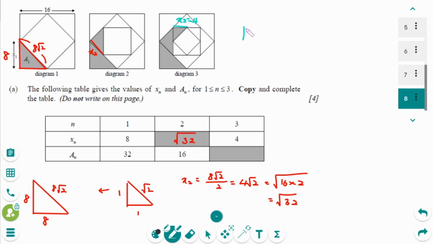So the third triangle is like this. The length is 4 and another 4. So A3 equals 4 times 4 divided by 2, 16 over 2, which is 8. The answer is 8.